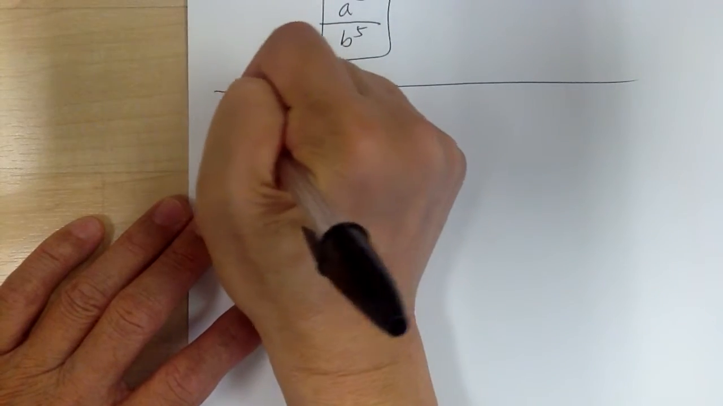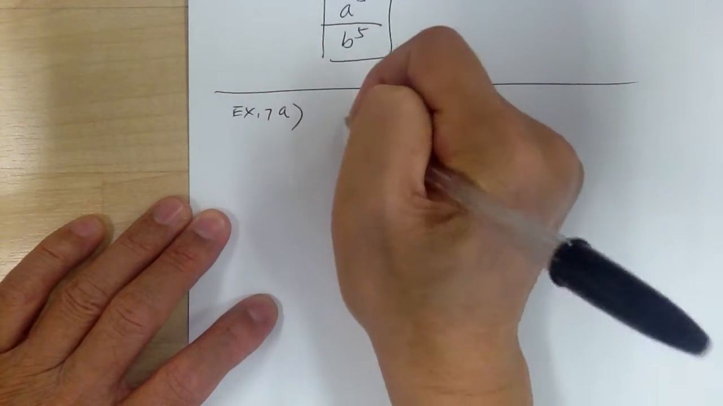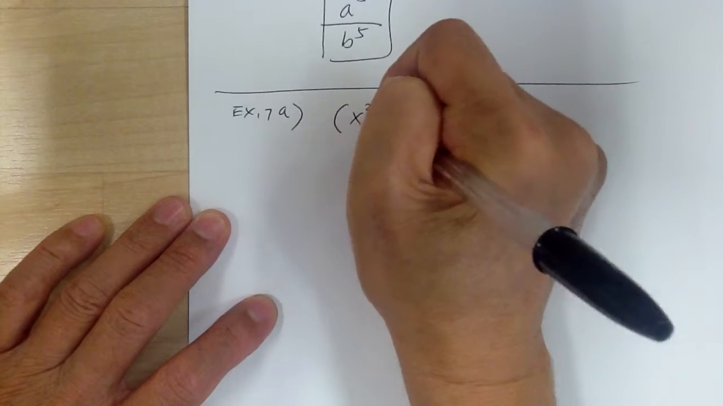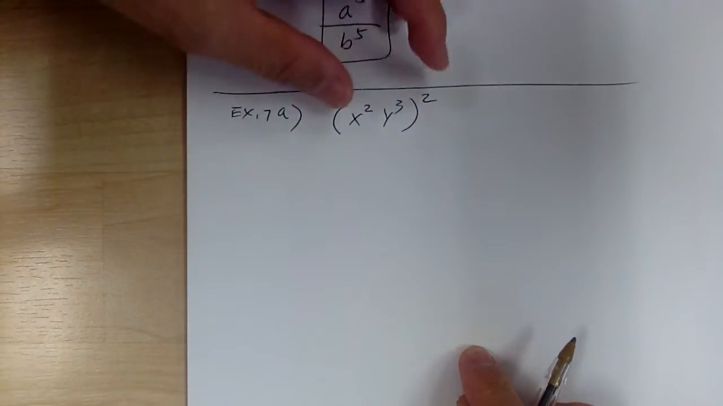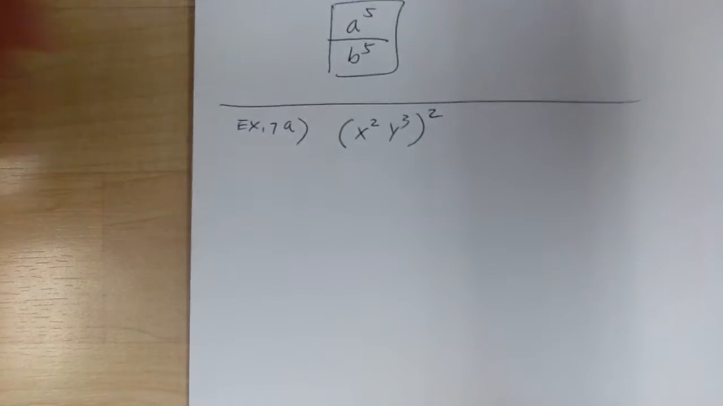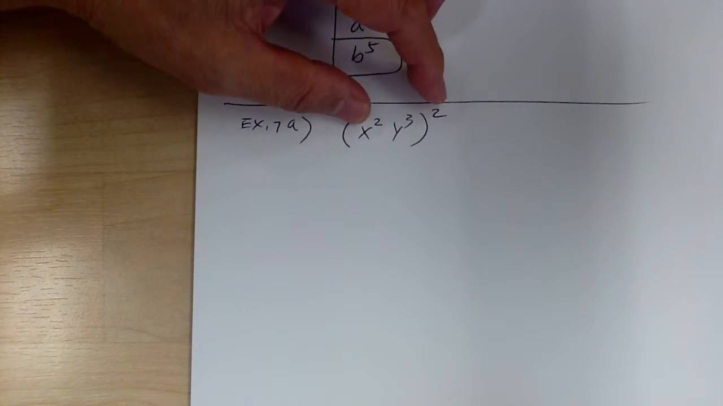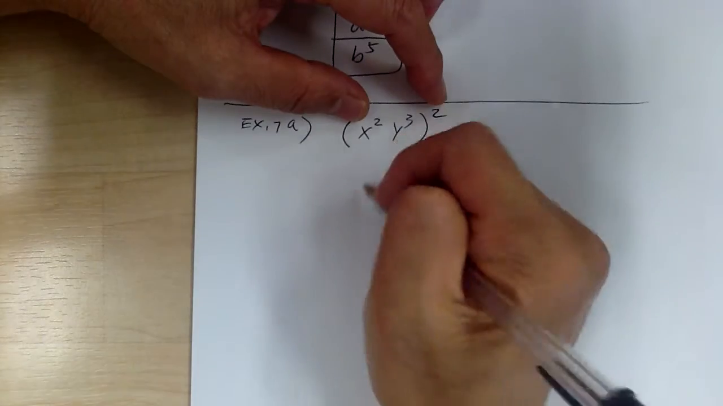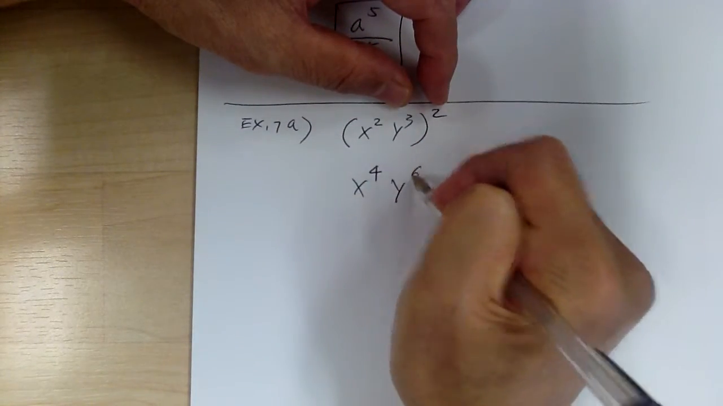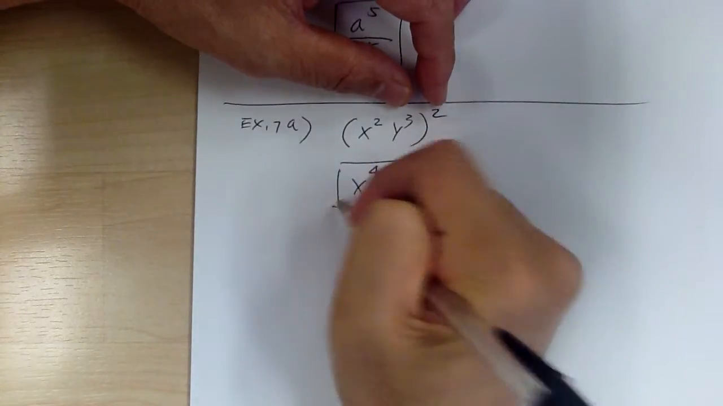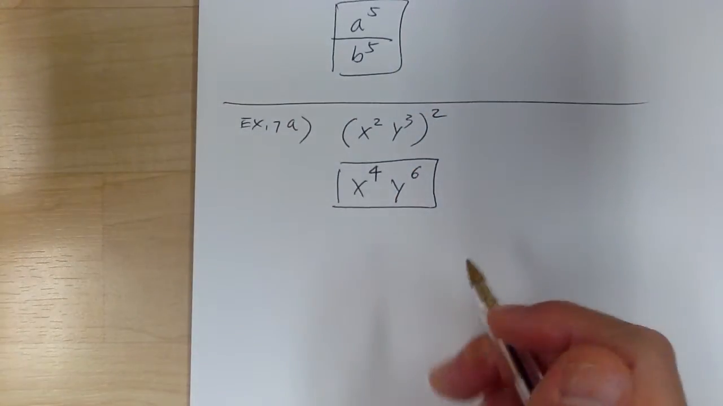Okay. Now let's go to example 7. You got x squared y cubed, squared. So again, you just apply to each part. Again, make good use of your fingers. So apply the power rule to this. So you get x to the 4. Apply to this, you get y to the 6. And that's it. Okay, so make sure you apply the power rule to each one.